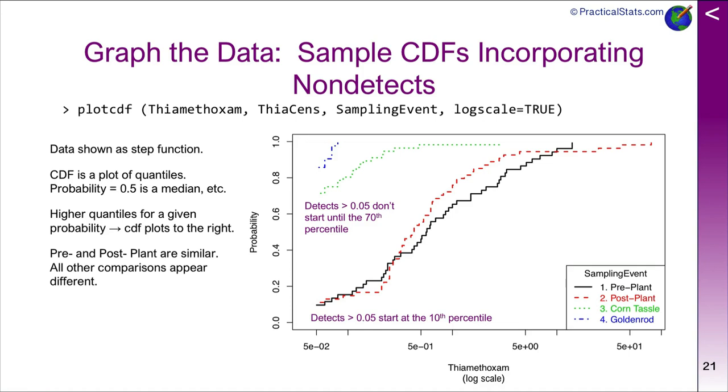And these two, the upper two, the pre-plant and post-plant, look pretty similar in their CDFs. And so they're not declared different. Here is the CDF for corn tassel. The first time we see a detect there is about at the 70th percentile. So there's about 70% of values below 0.05 there. And with the final group, the goldenrod group, it's about 85% non-detects, values below 0.05. So those are the four groups. The parametric test did not find those to be different. The non-parametric test almost did find those set of percentiles different. What the non-parametric test is saying is that 85% less than 0.05 is different than 70% less than 0.05. That's the kind of information the non-detects are providing.